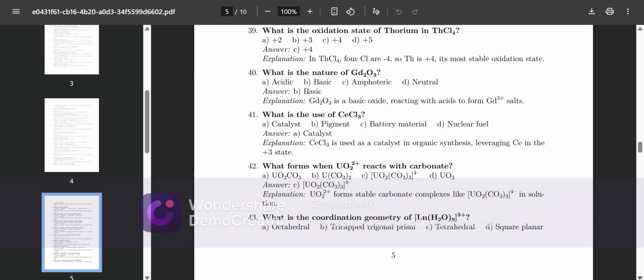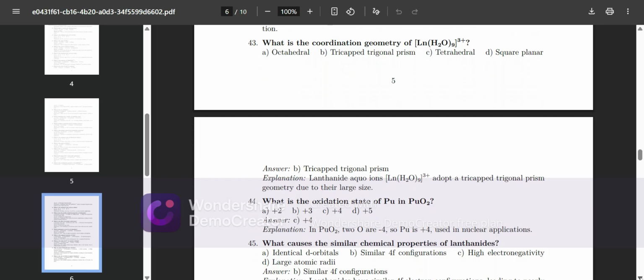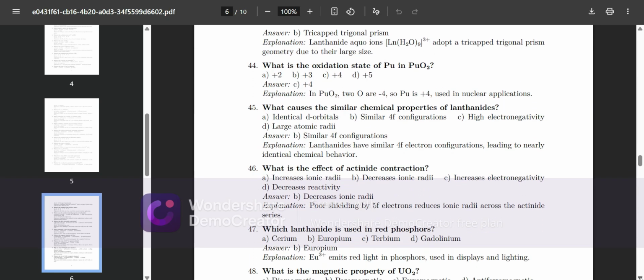What is the coordination geometry of [Ln(H2O)9]3+? Tri-capped trigonal prism. Lanthanide aqua ions [Ln(H2O)9]3+ adopt a tri-capped trigonal prism geometry due to their large size. What is the oxidation state of Pu in PuO2? Plus 4. In PuO2, 2 oxygens are minus 4, so Pu is plus 4, used in nuclear applications.